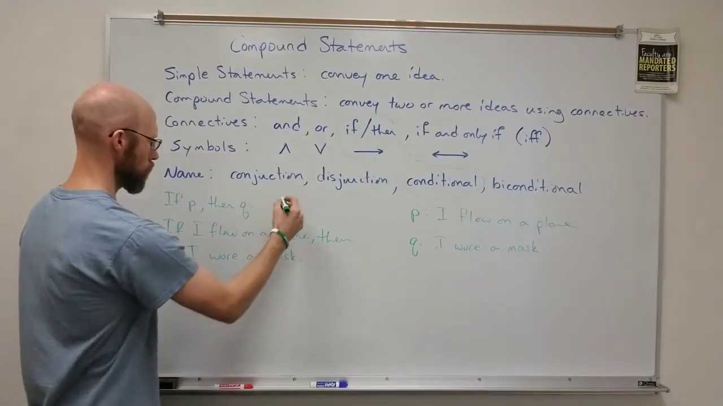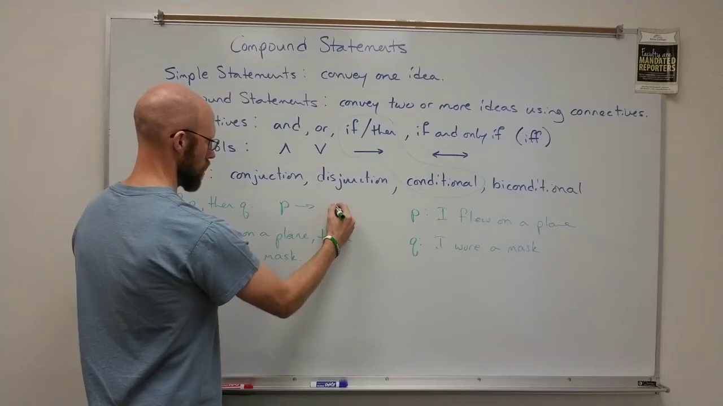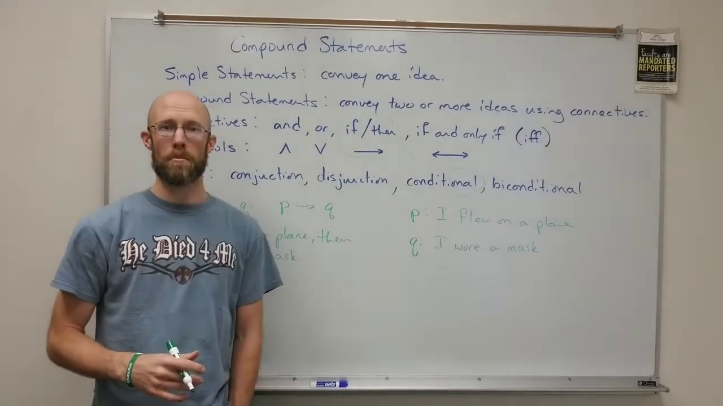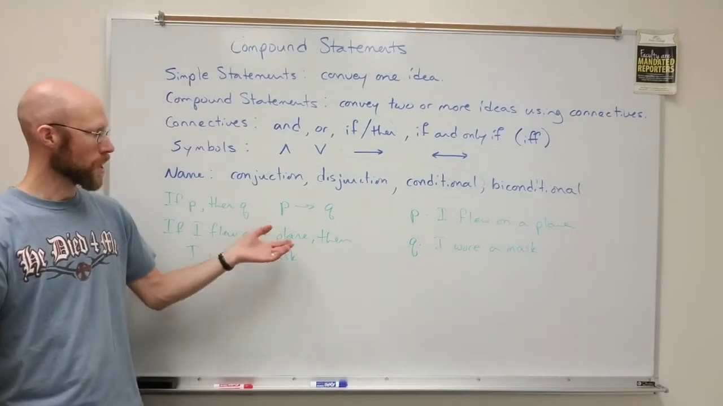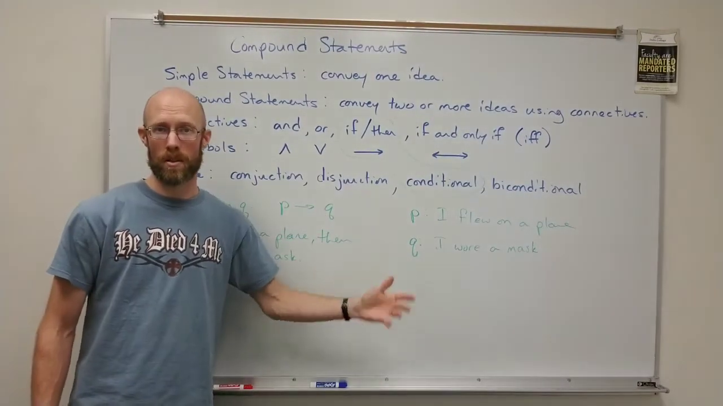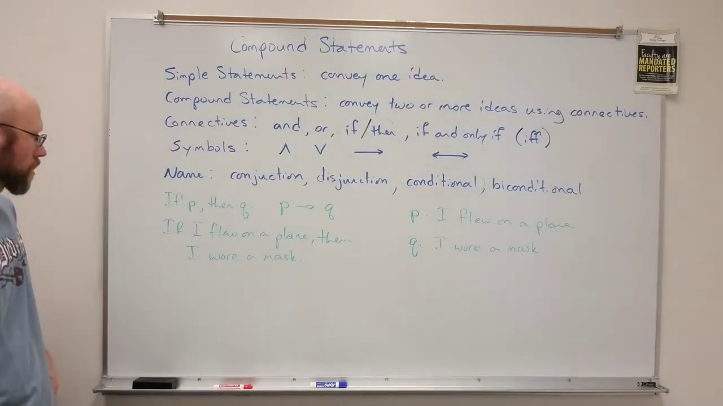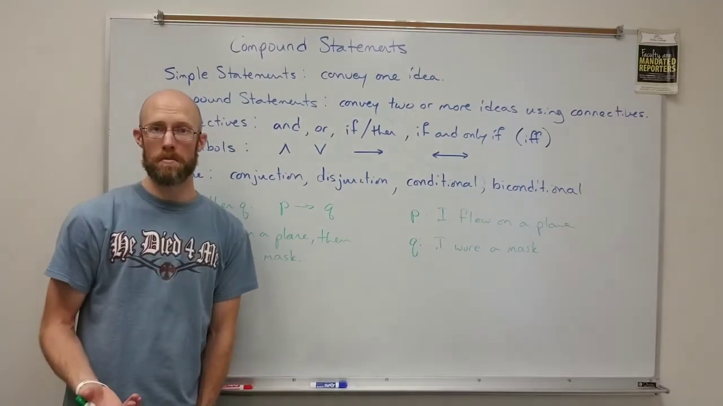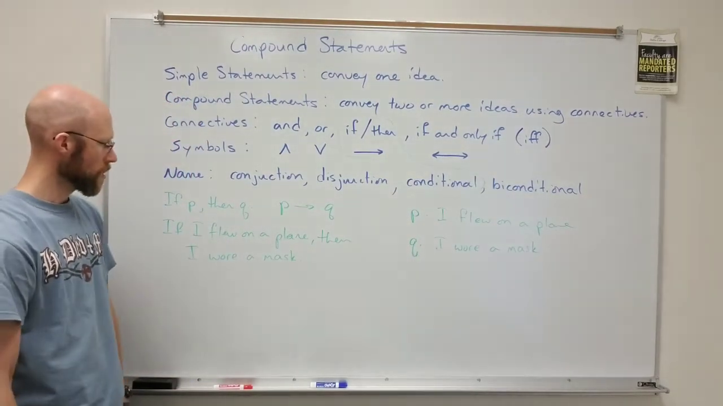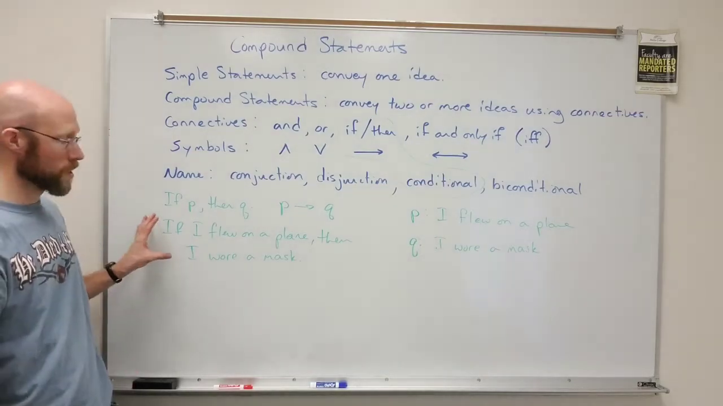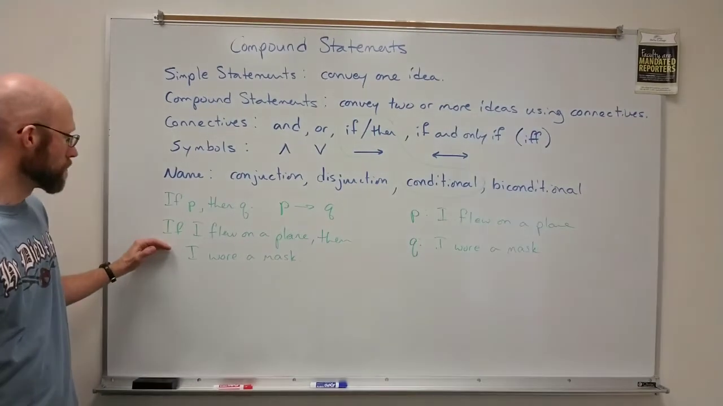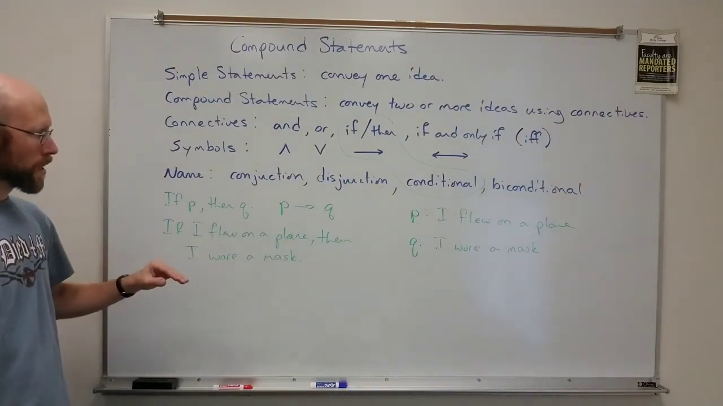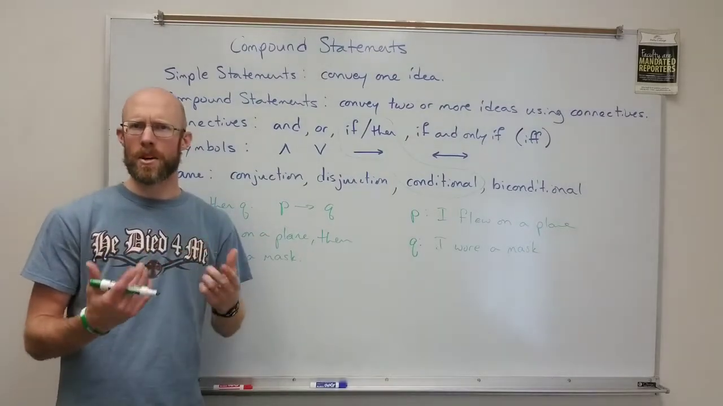Symbolically, we would write it this way: P arrow Q. We also use the term implies. So we could say P implies Q. That's another way to write this. So if I flew on a plane, then I wore a mask. Okay? Well, that seems to be a true statement there, at least currently. And so that is true, but the opposite is not necessarily true.